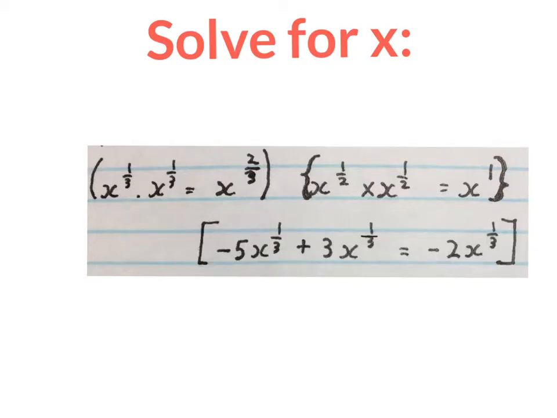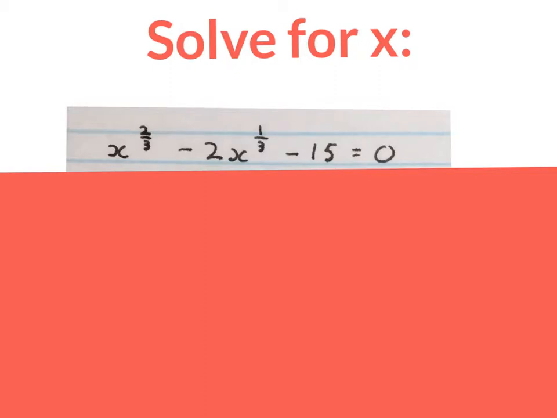Totally different situation, no law. If you add like terms, this is x to the power of a third and that's x to the power of a third, that means these two terms are like, then you just add these numbers. I owe 5 of these, I have 3 of these, so I owe 2 of these. So minus 5x to the power of a third plus 3x to the power of a third is minus 2x to the power of a third. Please get your head around that.